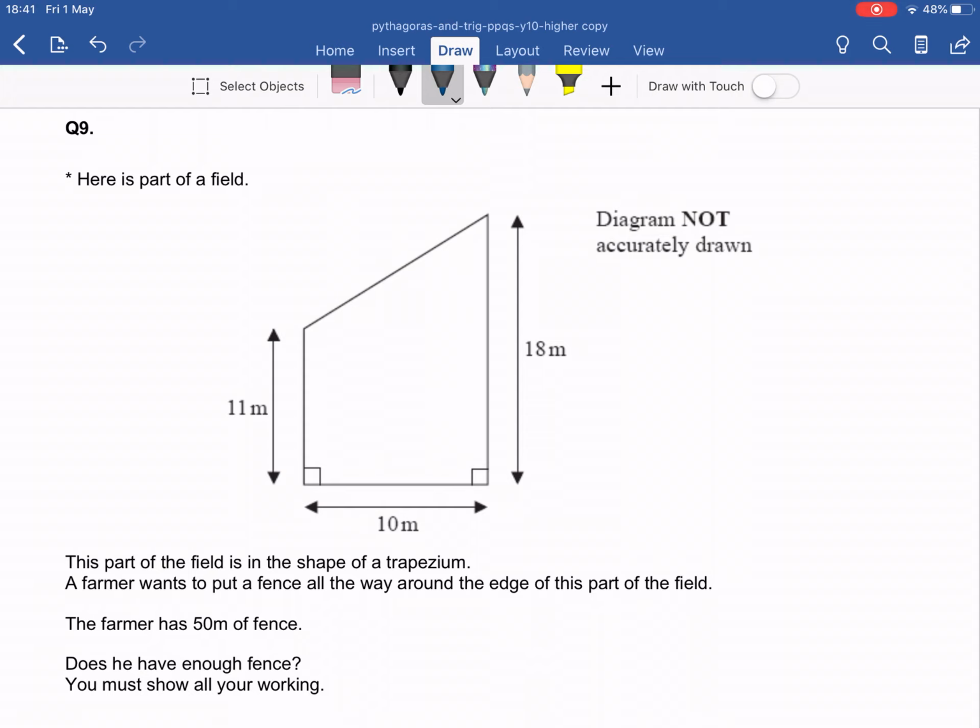I've got a farmer who wants to put a fence all the way around the edge of this part of the field. He's got 50 meters of fence. Does he have enough? I must show my working. I have to show everything I'm doing.